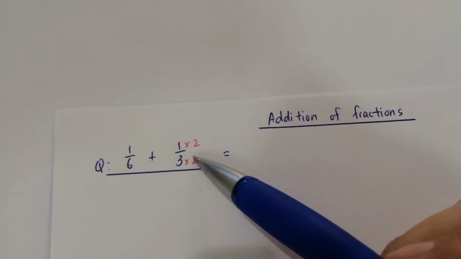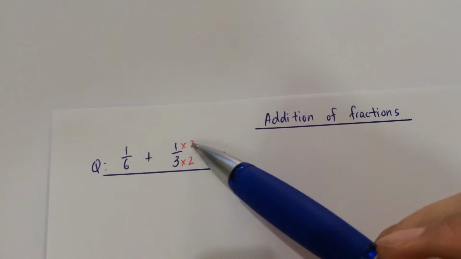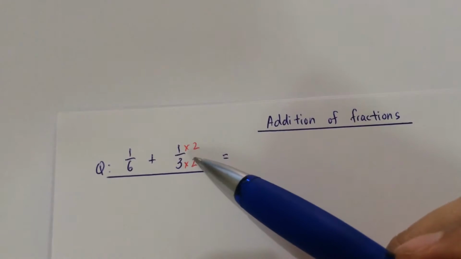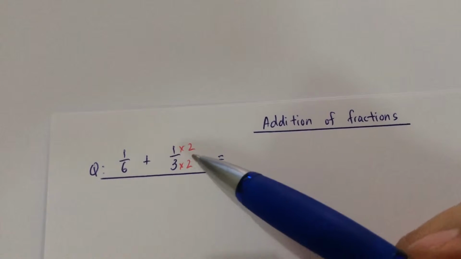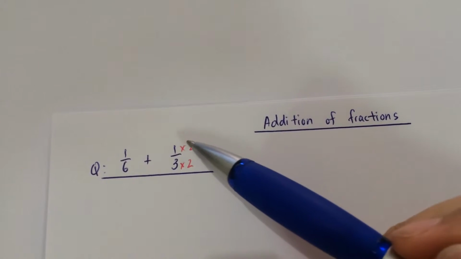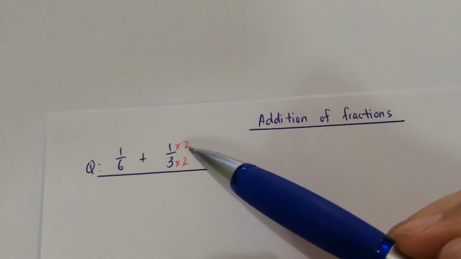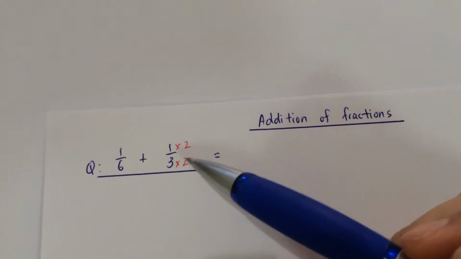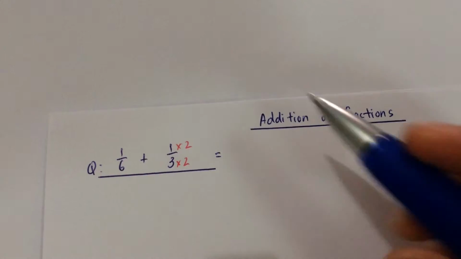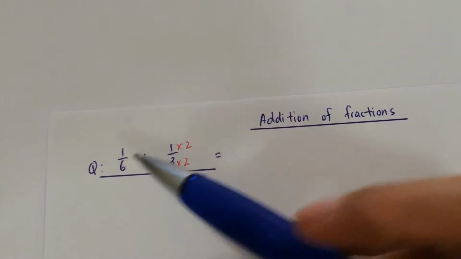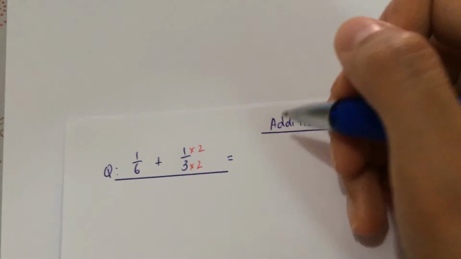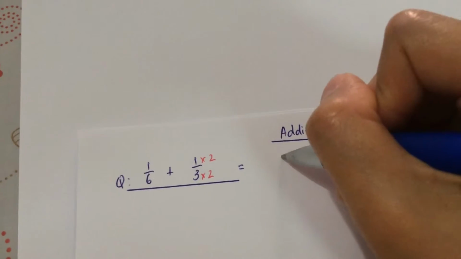Now you notice that I also wrote times 2 to the numerator. This is because whatever you do to the denominator, you must also do it to the numerator as well. Alright, so you need to do it to both the top and the bottom. I'm going to rewrite this out here now. 1 out of 6 will remain as 1 out of 6 because there are no changes to it.